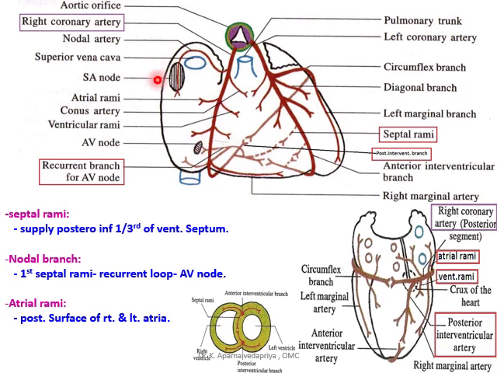So the SA node has its supply from the right coronary artery. The AV node also is supplied by the right coronary artery.